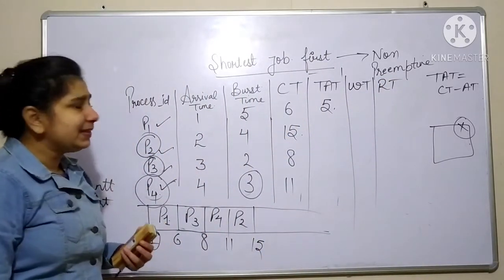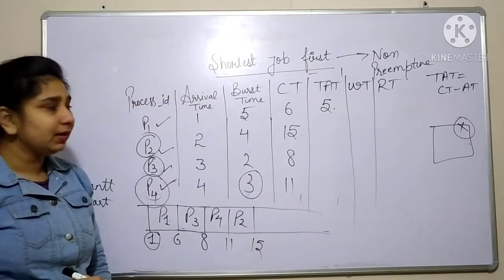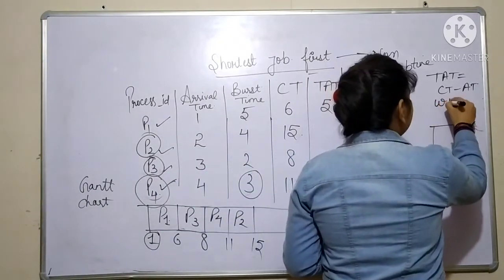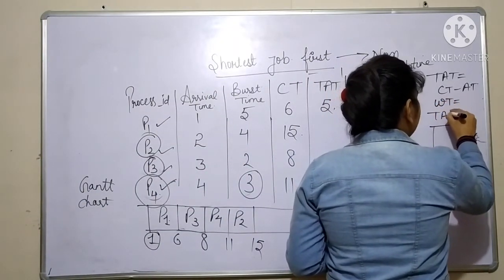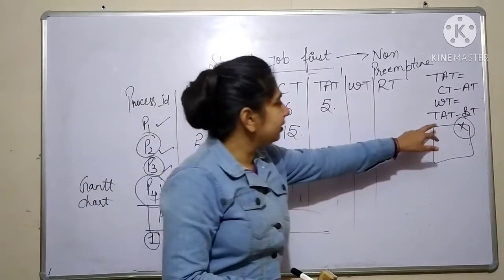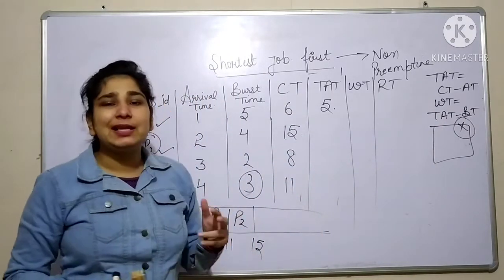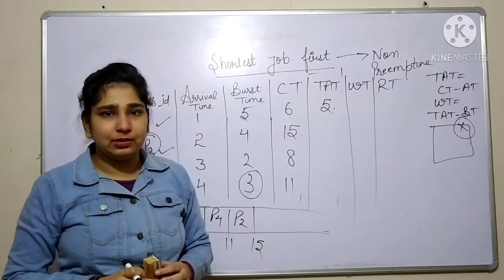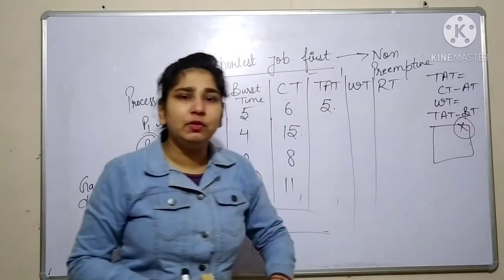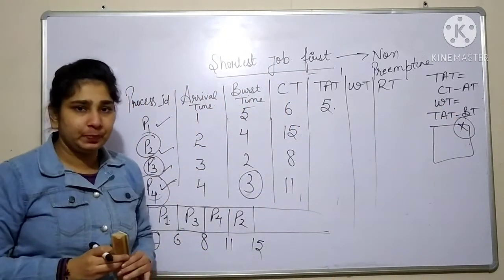So what is the waiting time of process P1? The formula for waiting time is turnaround time minus burst time. Turnaround time means how long your process remains alive in the cycle, the total time. When you subtract the CPU time from the total time, you get your waiting time.